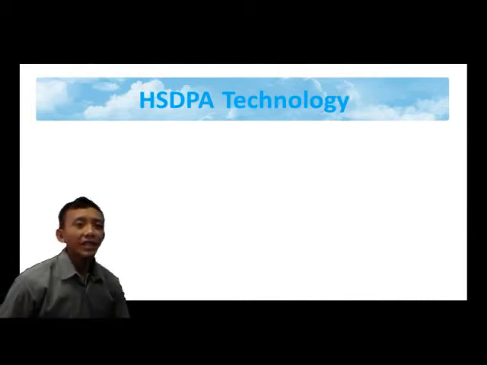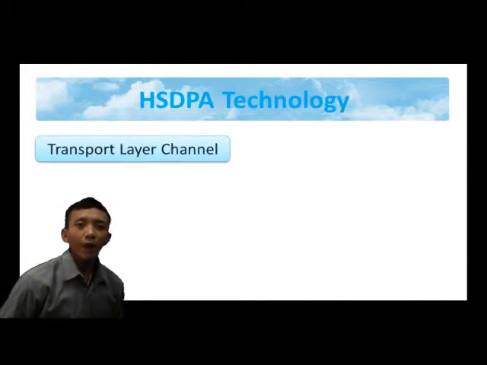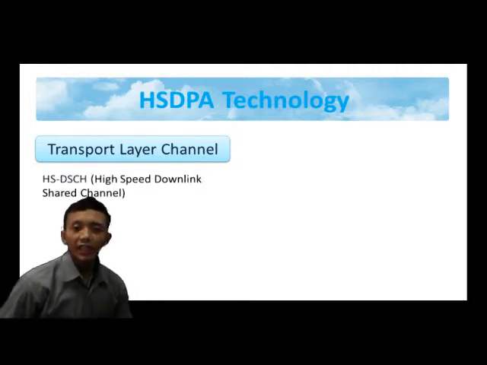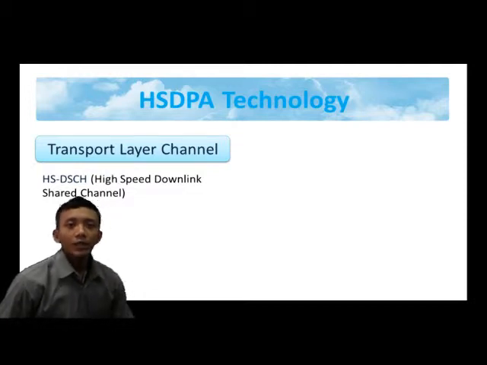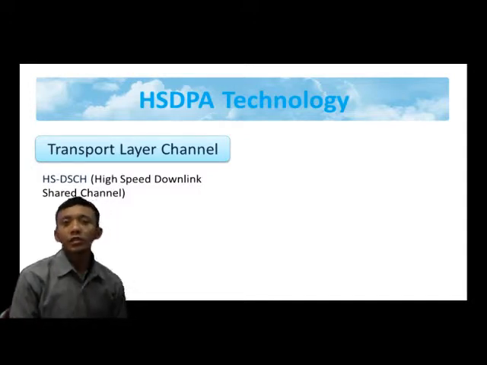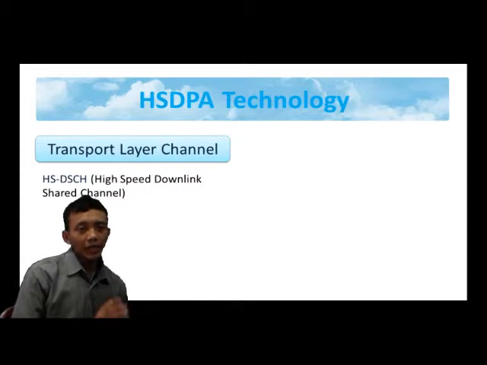Now the next part I will explain about HSDPA technology. HSDPA is just a new channel owned by 3G and is necessary to increase capacity on the HSDPA platform. It's a new transport layer channel. The first is HS-DSCH, or High Speed Downlink Shared Channel. This has been added to UMTS Release 5 and further specifications. HS-DSCH is a downlink transport channel. It can be used to send data packets to multiple users in a cell.